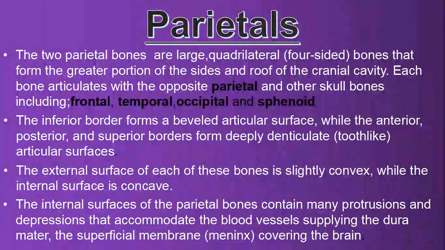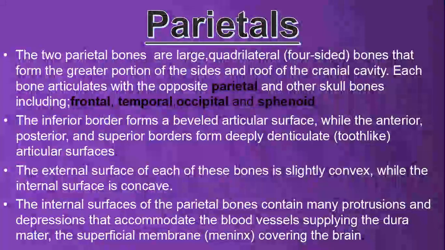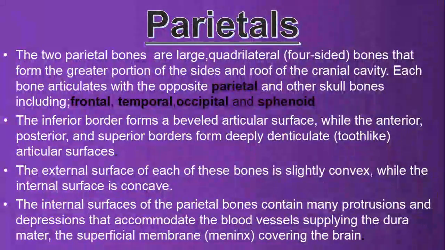Then we have the internal surfaces of the parietal bones, which contain many protrusions and depressions that accommodate the blood vessels supplying the dura mater, the superficial membrane covering the brain. So these are the parts, or just a brief description about the parietals.